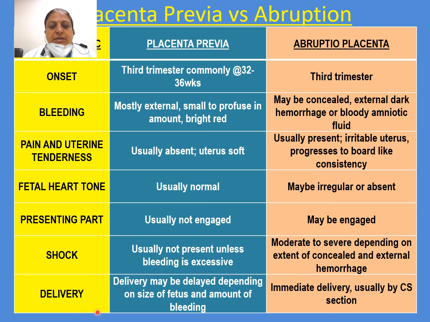Then last is delivery. Delivery may be delayed in placenta previa, depending on the size or gestational age of the fetus and the amount of bleeding. But in abruptio placentae, immediate delivery by cesarean section is warranted because the fetus is getting compromised, as the fetal circulation is suddenly cut short.